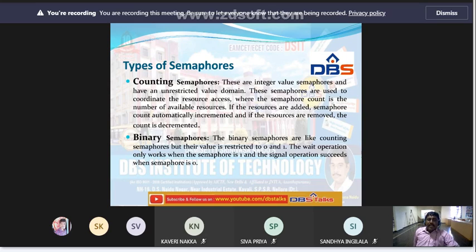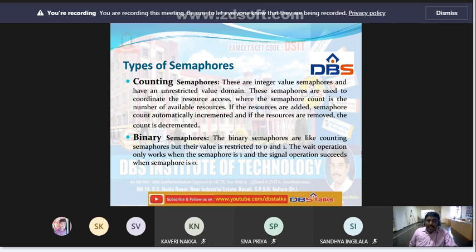That means here there is no restriction on the counting of the semaphore, whereas in the binary semaphore we represent either 0 or 1. Binary semaphores are like counting semaphores, but their value is restricted to 0 and 1. In the counting semaphore, if resources are added, the semaphore count is automatically incremented, and if resources are removed, the count is decremented.